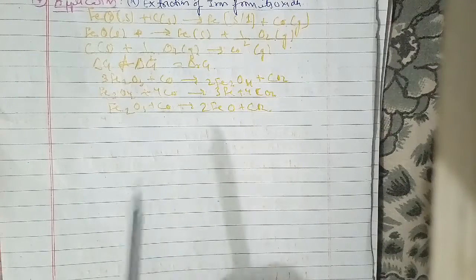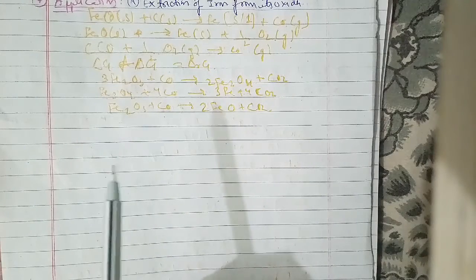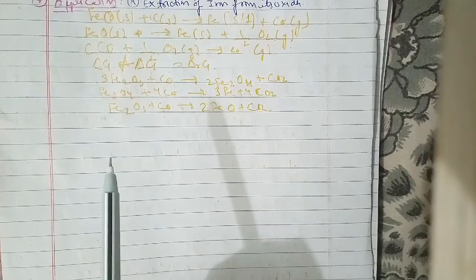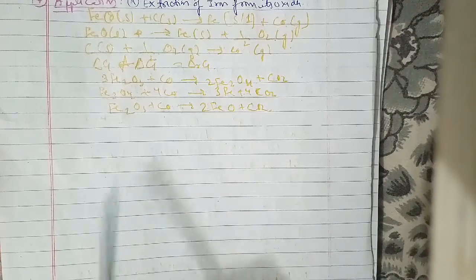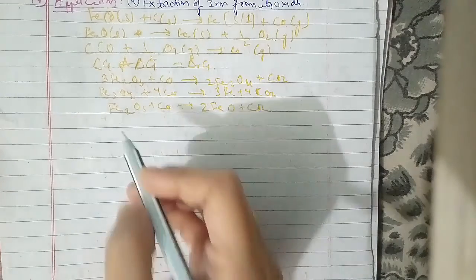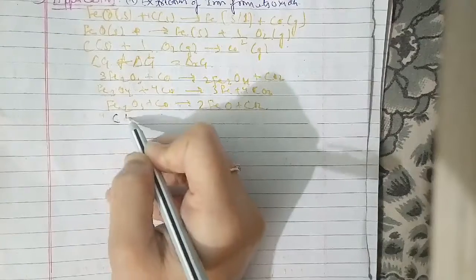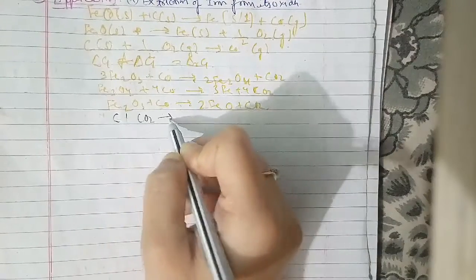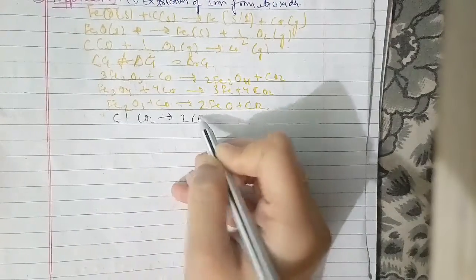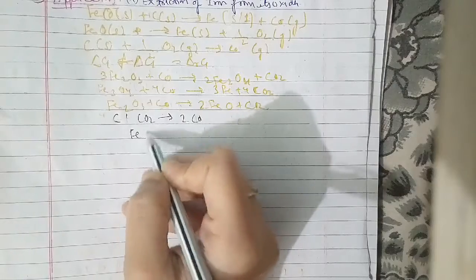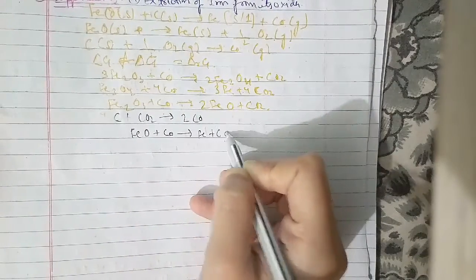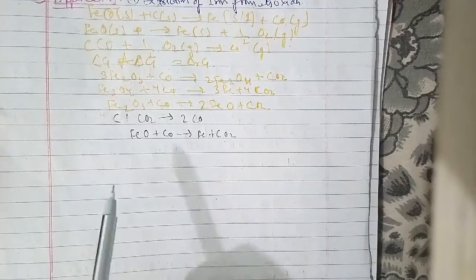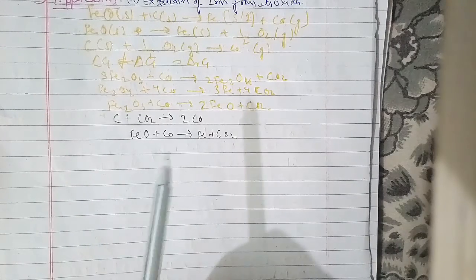For the same sake we have to go ahead, and that is at 900 to 1500 Kelvin, the higher temperature range in the blast furnace as well. For this we will have an equation, and I will write it with a different pen so that you will know which one we are representing here. C plus CO2 gives CO, and FeO plus CO gives Fe plus CO2 here. So this is the ore, limestone and coke that has been represented here as well.